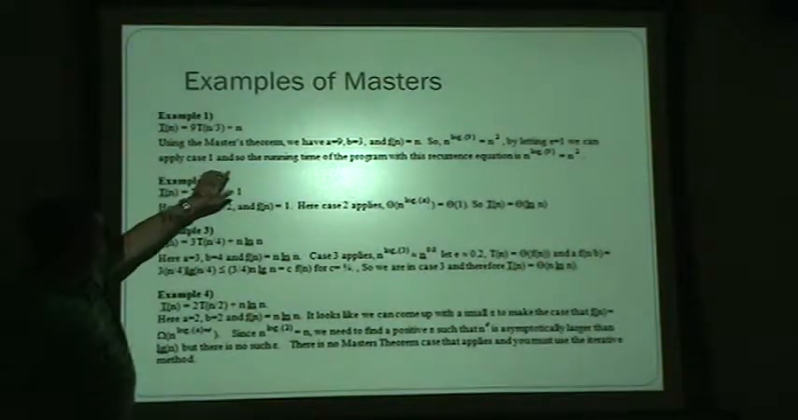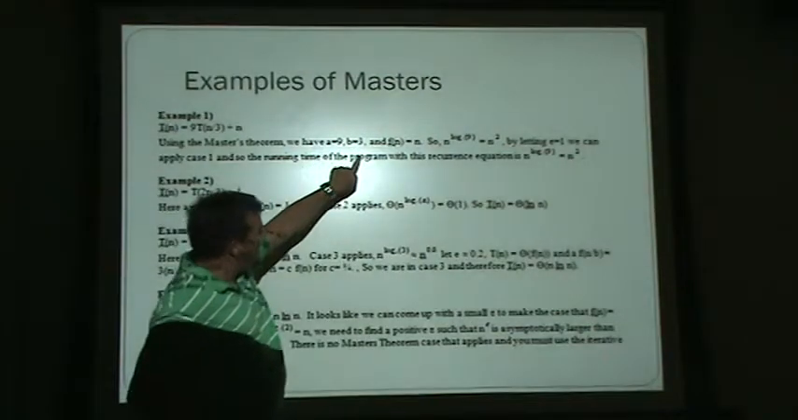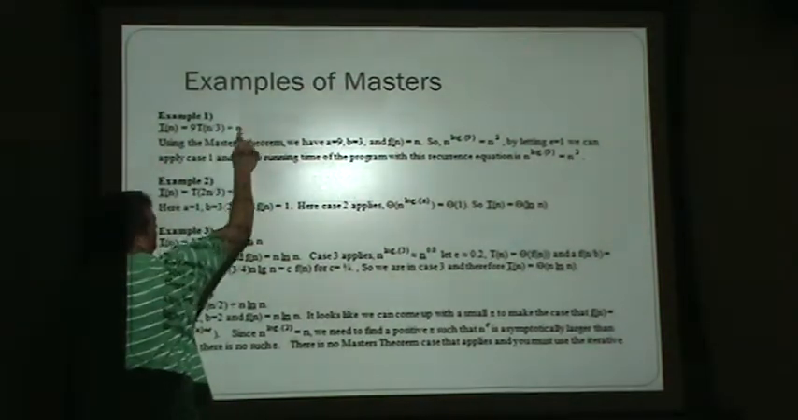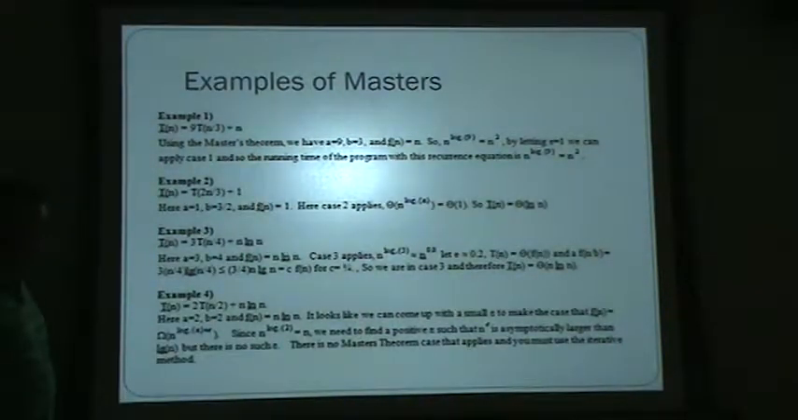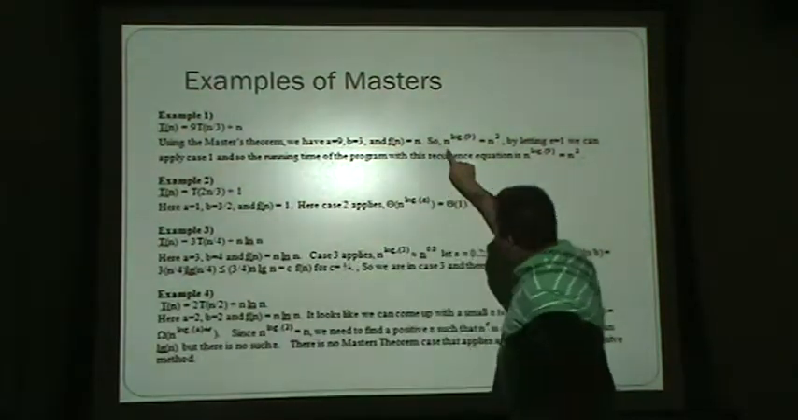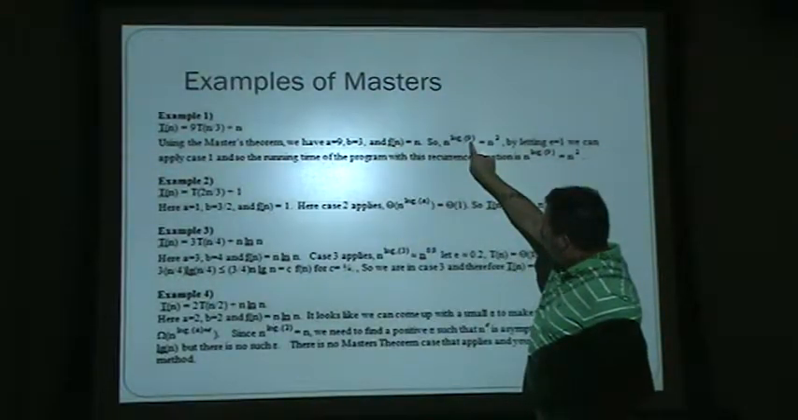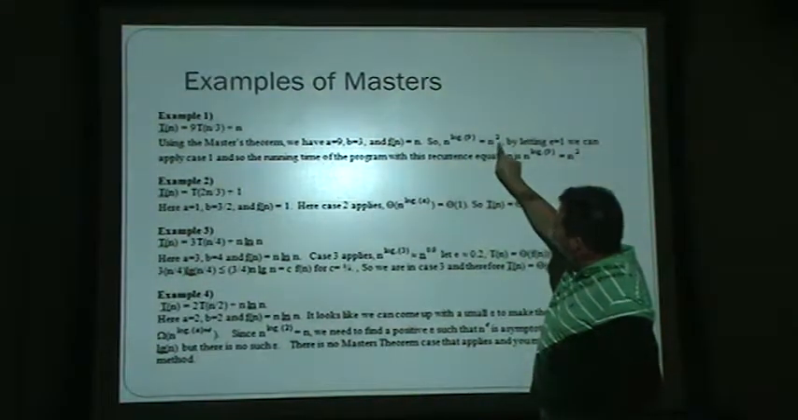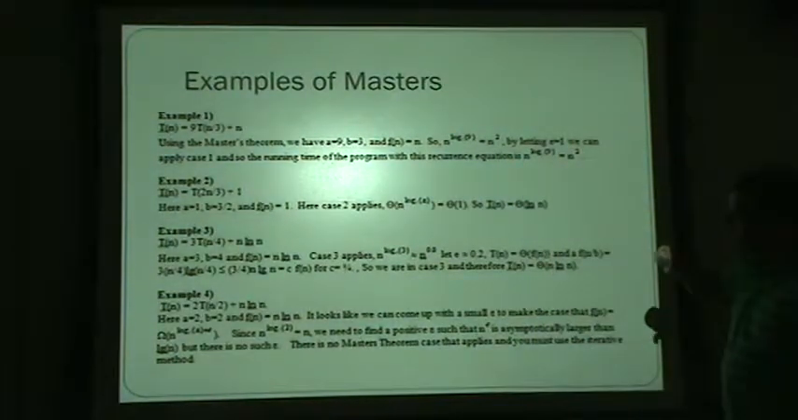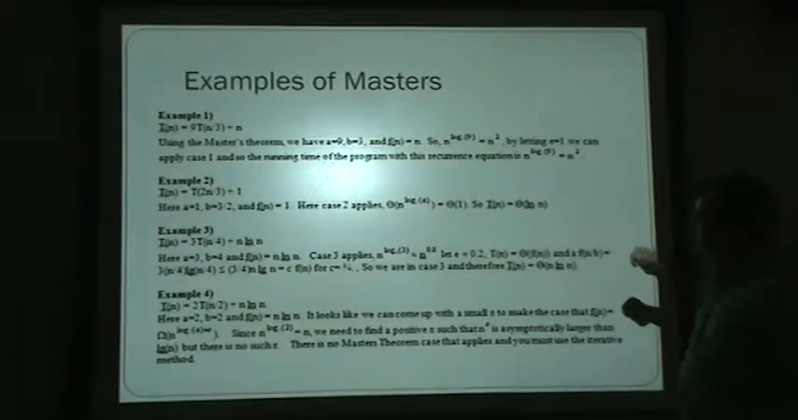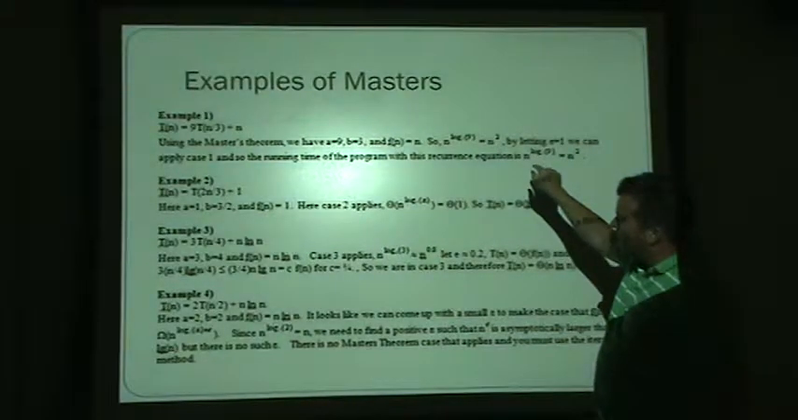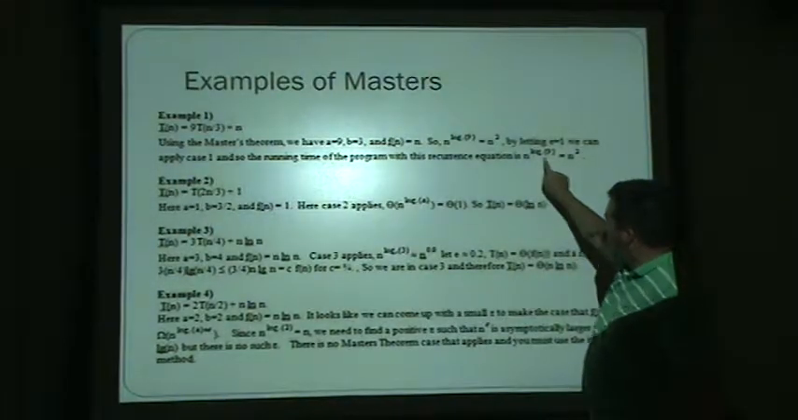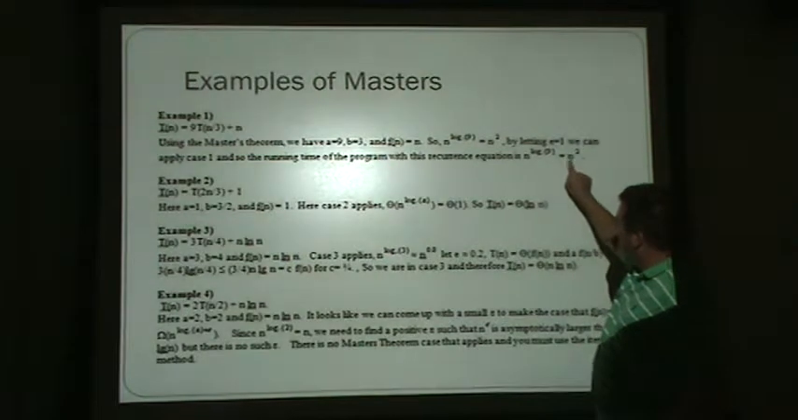So using the master theorem, we could say that a is equal to 9, b is equal to 3, and f of n is equal to n. So here's a, here's b, and whatever is added on over here is your f of n. Since n to the log base 3 of 9 is equal to n squared, by letting epsilon equal 1, we can apply case 1, so that the running time of the algorithm is n squared.